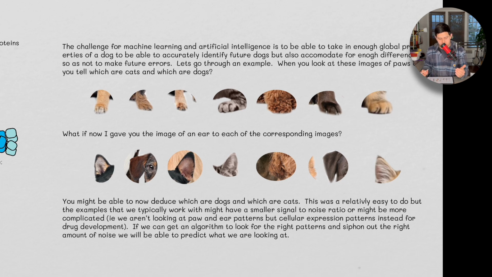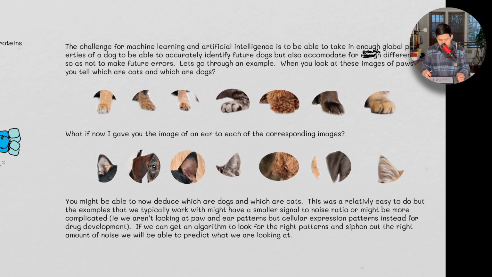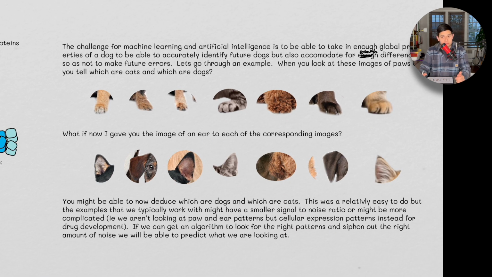The challenge for machine learning and artificial intelligence is to be able to take in enough global properties of a dog to be able to accurately identify future dogs, but also accommodate enough differences so as not to make future errors. So let's go through an example. This is just a really crude example.